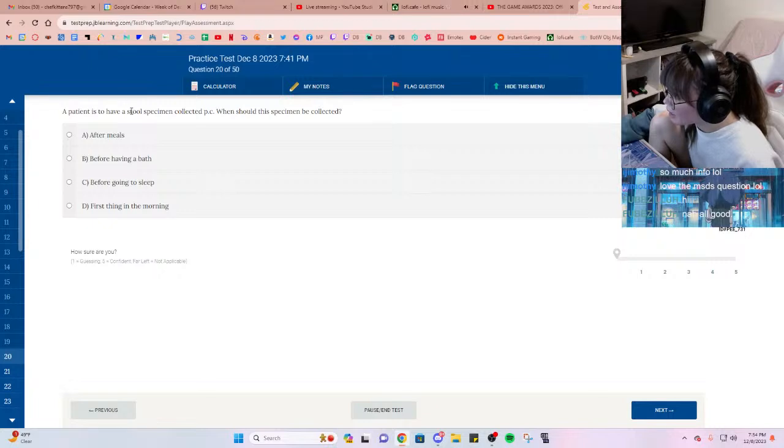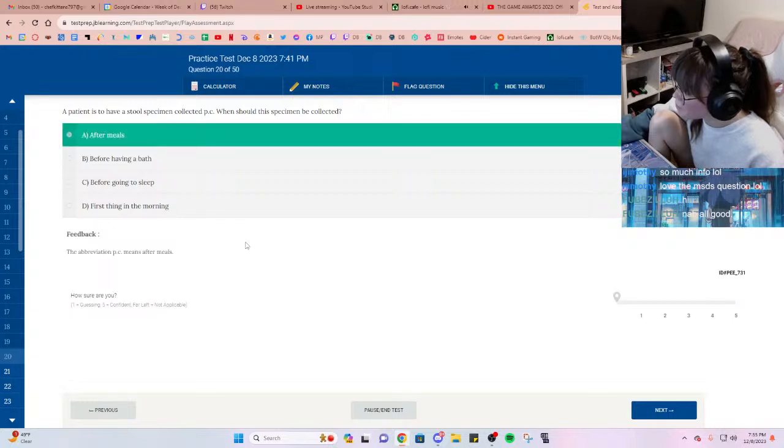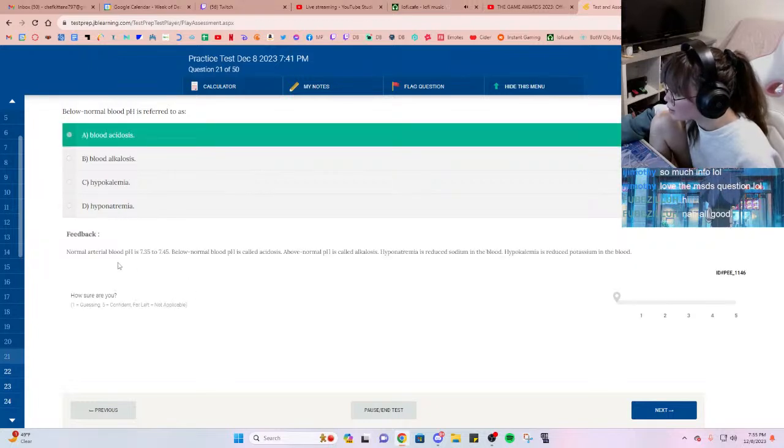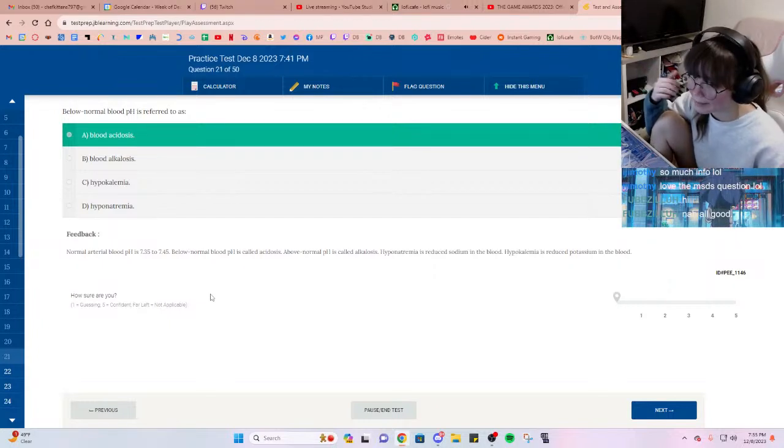A patient is to have a stool specimen collected PC. When should this specimen be collected? I think after meals? Yes, PC means after meals. I knew it. Below normal blood pH is referred to as acidosis? Yes. Low pH is acidic. High pH is alkaline.